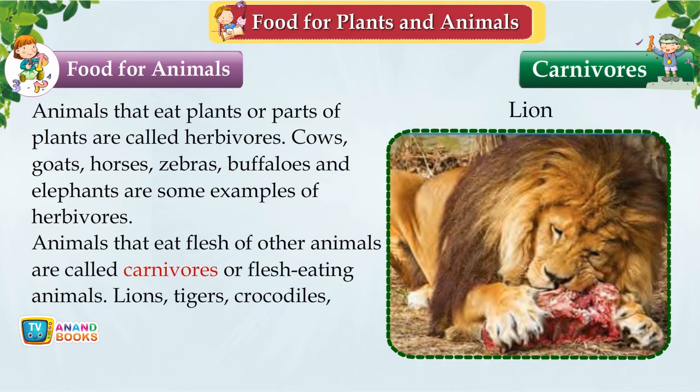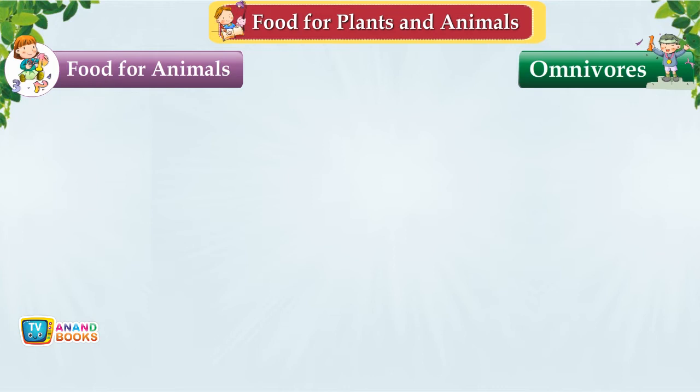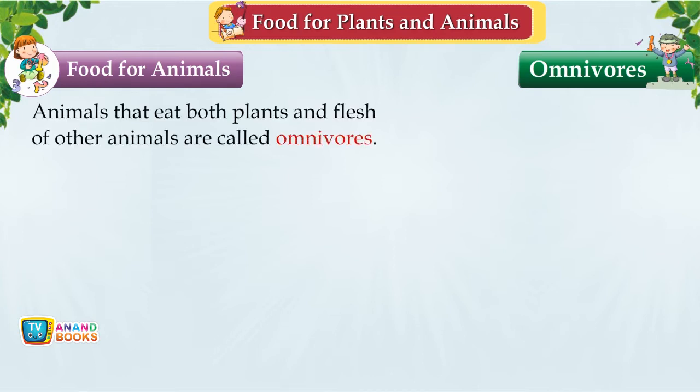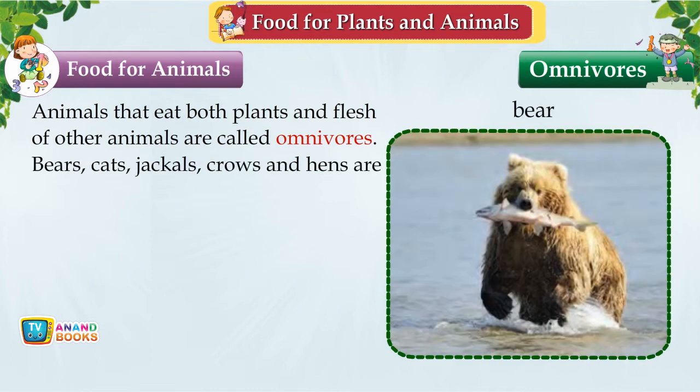Lions, tigers, crocodiles, leopards, wolves, and foxes are carnivorous. Omnivorous. Animals that eat both plants and flesh of other animals are called omnivorous. Bears, cats, jackals, crows, and hens are some examples of omnivorous.